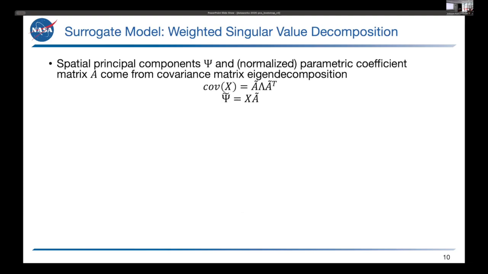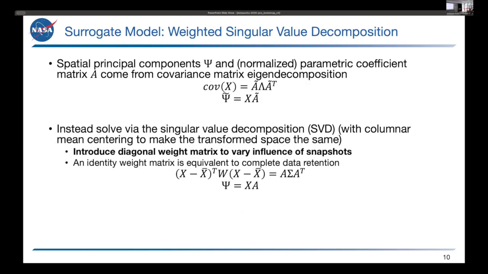So for our first model, we had just the covariance eigendecomposition to get our principal components in A. We then do a mean centering on our snapshot matrix X, introduce this W term here, and do a weighted singular value decomposition, and rebuild our model. And then we do the same thing. We get B from interpolating A across the region.